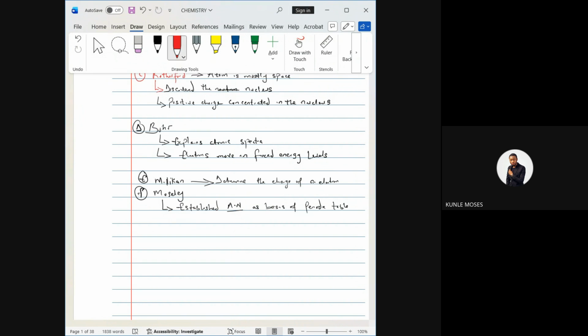Let me ask this question. An atom has an atomic number of 11 and a mass number of 23. The atom is a neutral atom. They ask us to find the proton, the electron, and the neutron. Anyone?